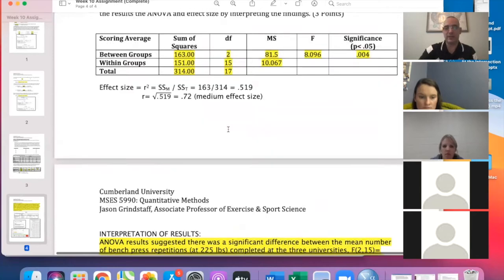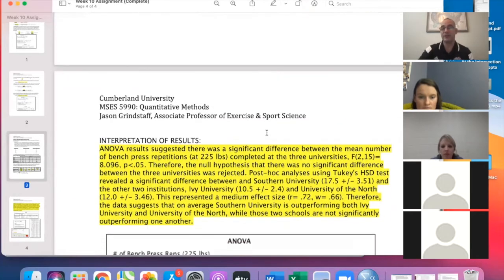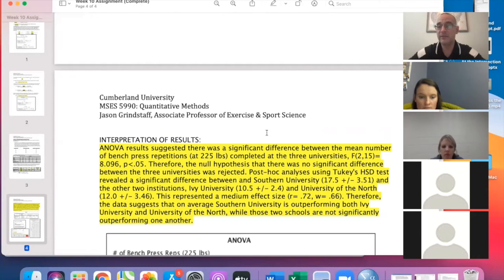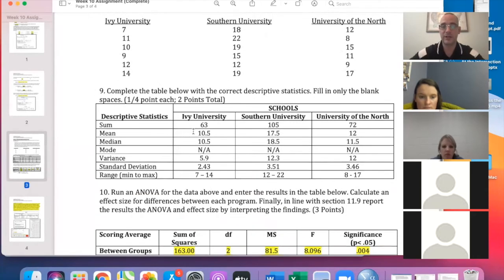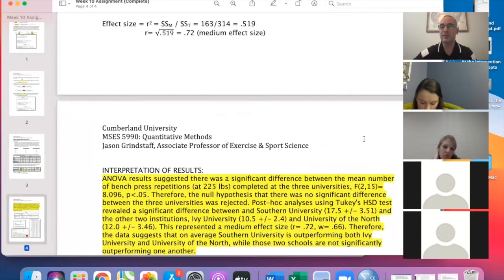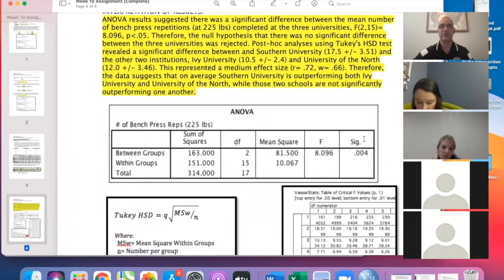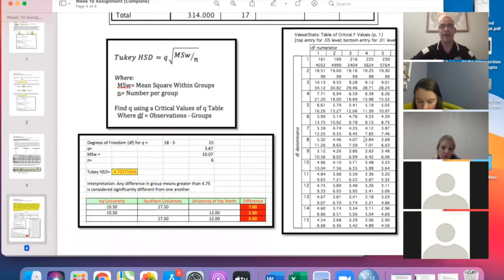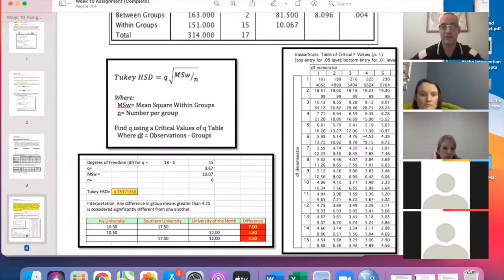So really, it asks us to interpret our findings, and to do that we still need to go another step. We still need to figure out which group is different from the other. We have all of our descriptive statistics here, and the ANOVA just told us that we reject the null hypothesis, that there seems to be statistical significance between one or more of these groups. Well, we still need to determine which group is different from the other. And in order to do that, we need to run a post hoc analysis, and that's our Tukey HSD test.